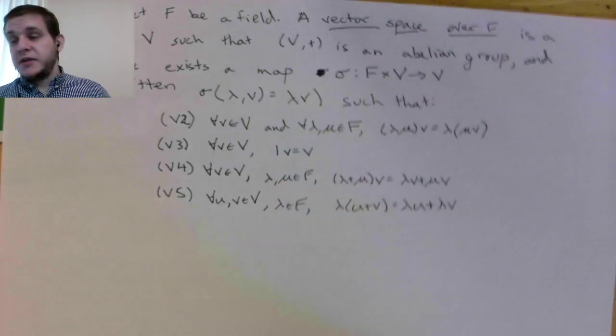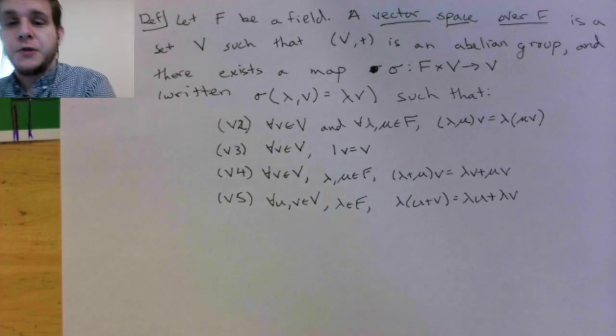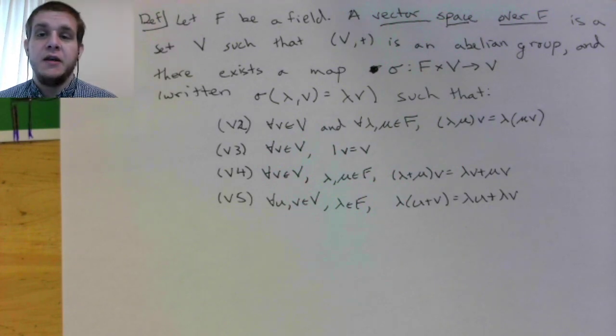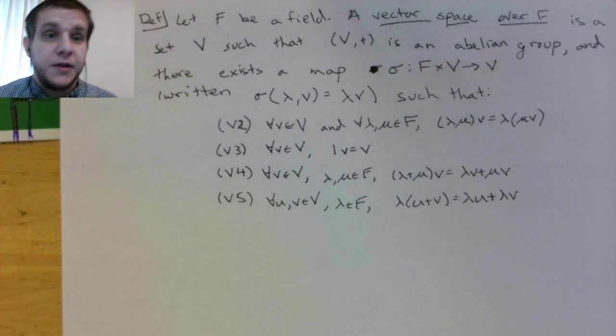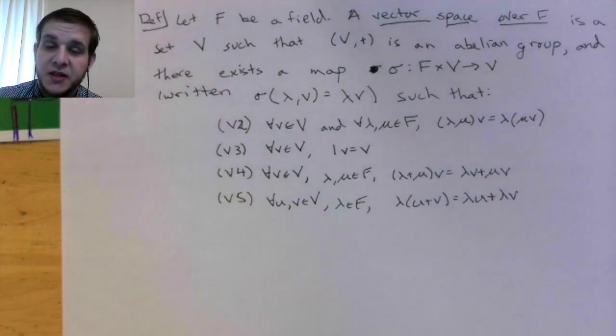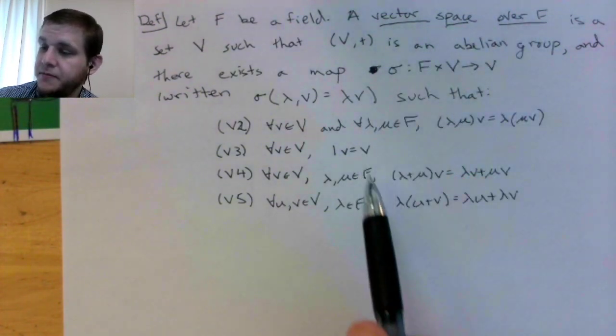Okay, so what's our last definition in this section? Our last definition is what a vector space is. And a vector space is just like your usual definition of a vector space, but instead of being able to multiply by things in the real numbers, it's now a vector space over an arbitrary field F.